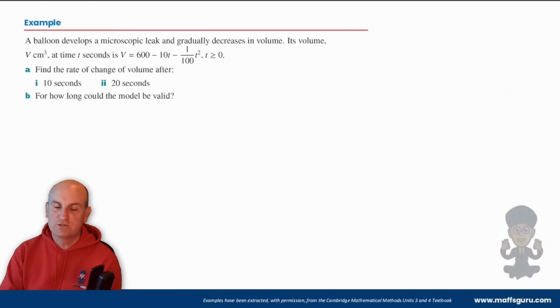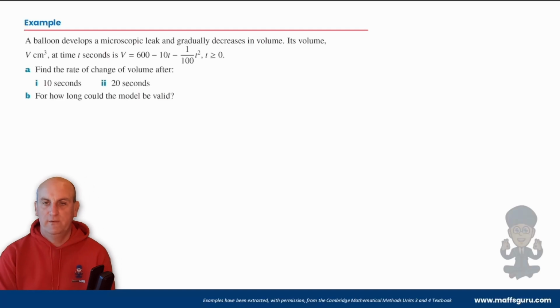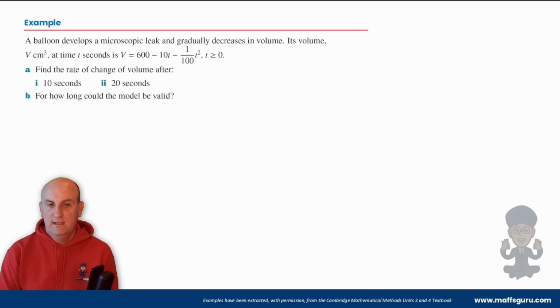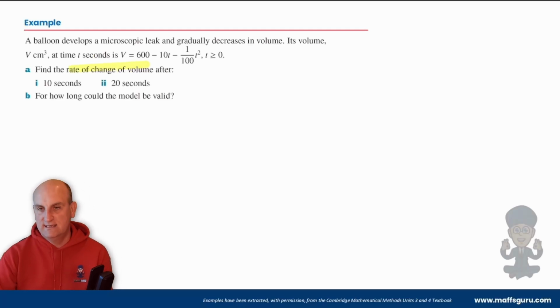Now, again, this is a CAS course. We could have used the CAS to help us. A balloon develops a microscopic leak and gradually decreases in volume. Its volume V cubic centimeters at a time t seconds is given by that. Find the rate of change of volume after that. It's not asking for average rate of change. It wants rate of change. So it's instantaneous rate of change after 10 seconds.